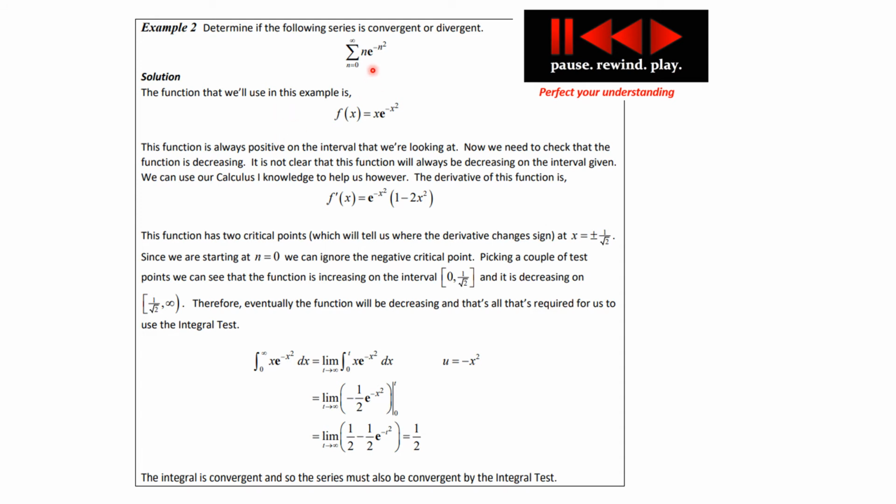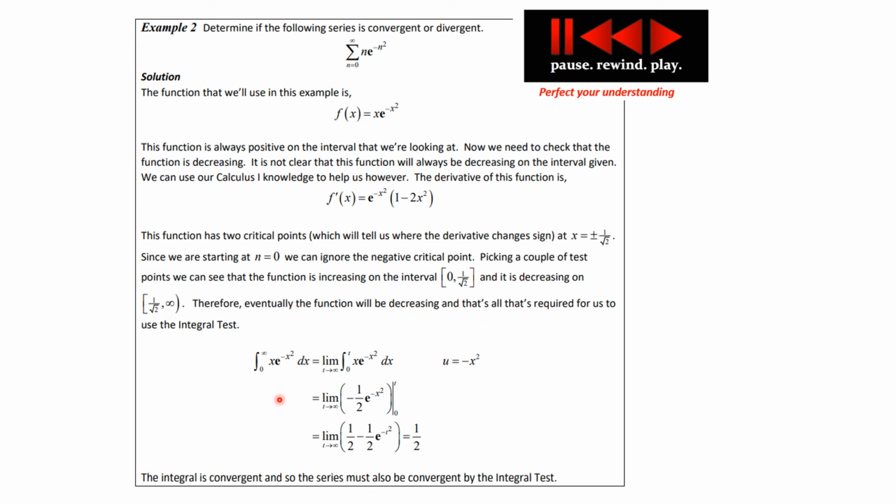Again, f of x equal to x e to the minus x squared is continuous. It is decreasing. Actually, it's not decreasing forever, it is only increasing on the interval from 0 to 1 over the square root of 2. And so for the tail, from 1 over the square root of 2 to infinity, it is decreasing. You see this function goes up for a little while, then it goes down. So it will eventually be decreasing, and that's all we need.